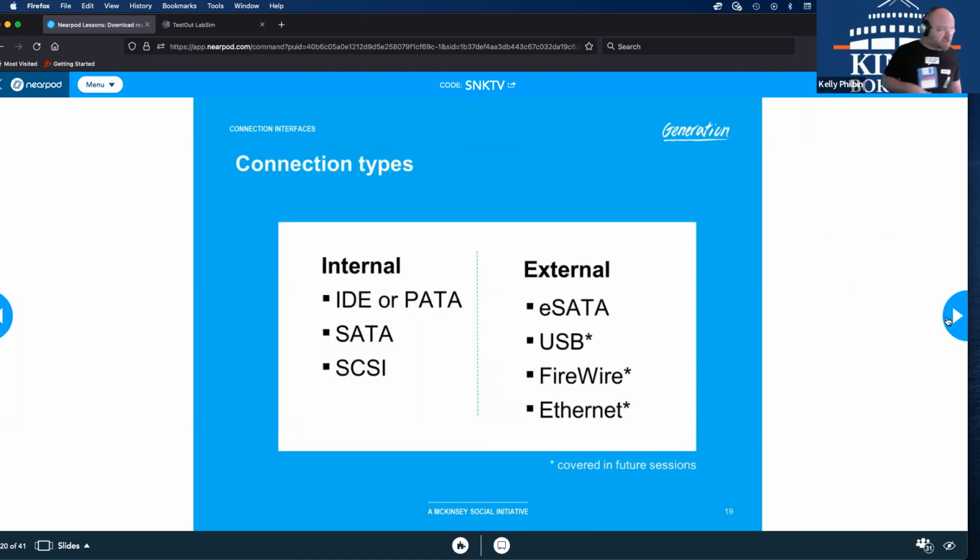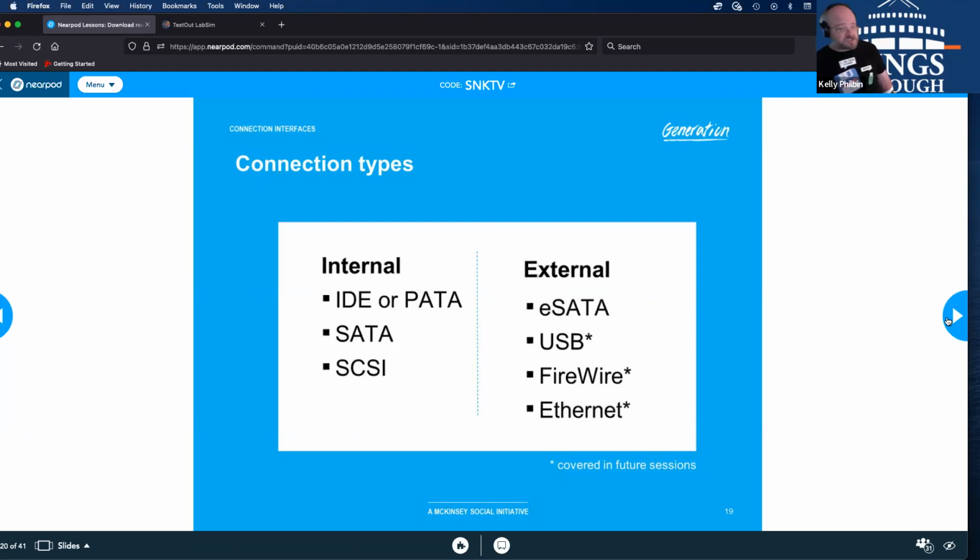Our standard internals are IDE or PATA, same thing. That's that big flat ribbon that connects to it. And those can either be 40 or 80 pins. That's your standard connections, 40 or 80 pin PATA connections.